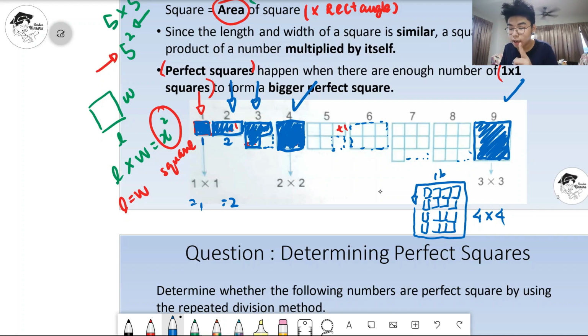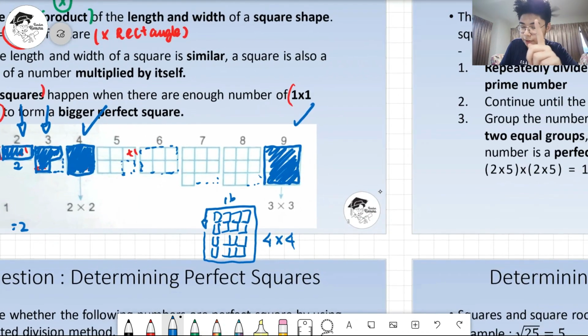So, how do you get the perfect squares? You must check that it will give you this perfect number. Perfect, the segi empat yang sempurna. Okay? Also, the perfect square can be easily found by how? A perfect square can be easily found by a number multiplied by another number. If it's the same number, then you will get a perfect square. Okay, so this is how you do.